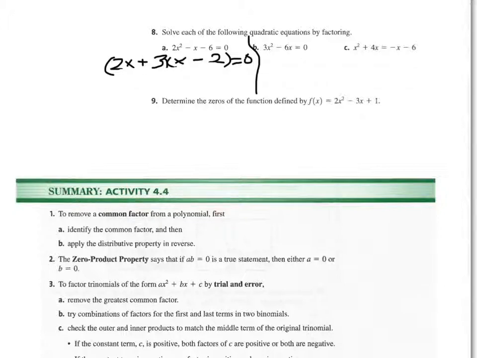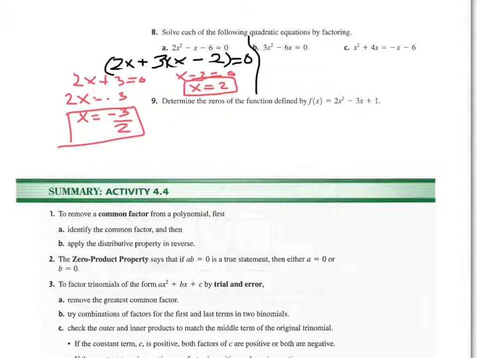Okay, so now let's actually do the solving. So now we're going to set each to 0. And we're going to get, so this one's a nice easy one to solve. So x equals 2, so that's one x-intercept. And this one, I'm going to bring over the 3, divide by the 2, and there's my other x-intercept. So if I had to write them as ordered pairs, if I was looking at a graph, that means this would cross at -3/2, 0, that's one x-intercept, and 2, 0.